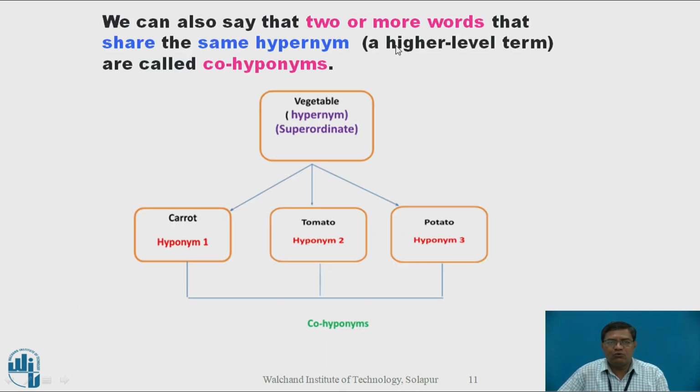We can also say that two or more words that share the same hypernym are called co-hyponyms. For example, here you can see carrot, tomato, potato. These are three hyponyms which are part of the superordinate, or hypernym, vegetables. Therefore, they are called co-hyponyms of each other. Carrot, tomato, potato are co-hyponyms, and they belong to the vegetables category, which is the hypernym.